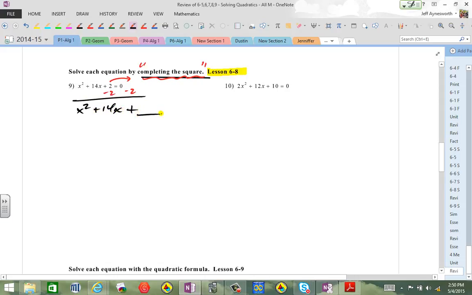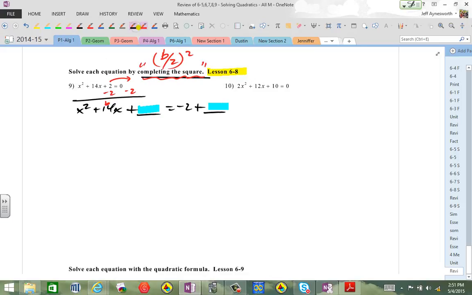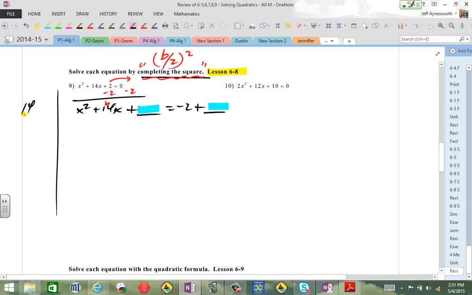0 minus 2 is negative 2. Whatever you add on the left, you add on the right. So the question is, what is that square? Well, we know it's always b divided by 2 quantity squared, where b is the middle coefficient. So what in the world is 14 divided by 2 squared? Well, what's 7 squared? It's 49, right? So I'm going to have to add a 49 on both sides. That's called the completing the square process. That's what I did right here and right here.